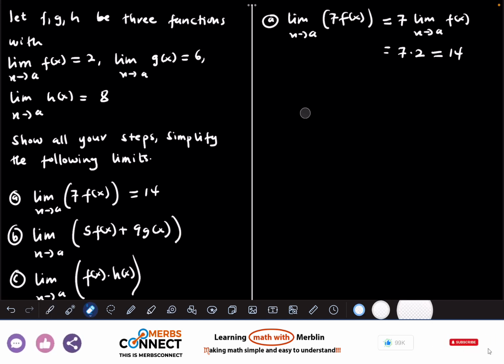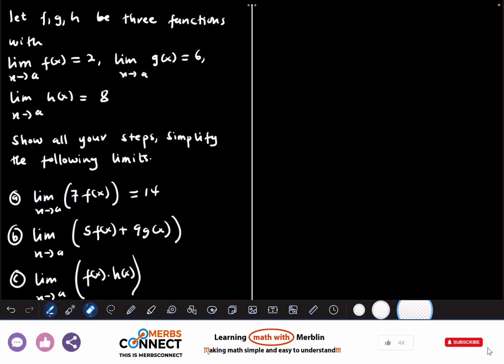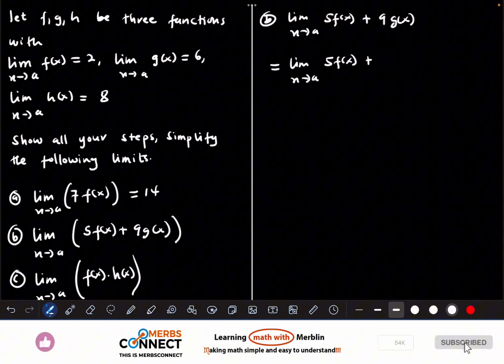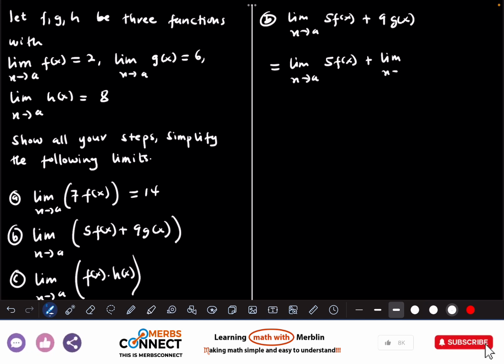That is very nice. Now let's look at the b. We have limit x approaching a of 5f of x plus 9g of x. This is the same as limit x is approaching a of 5f of x plus limit x is approaching a of 9g of x.